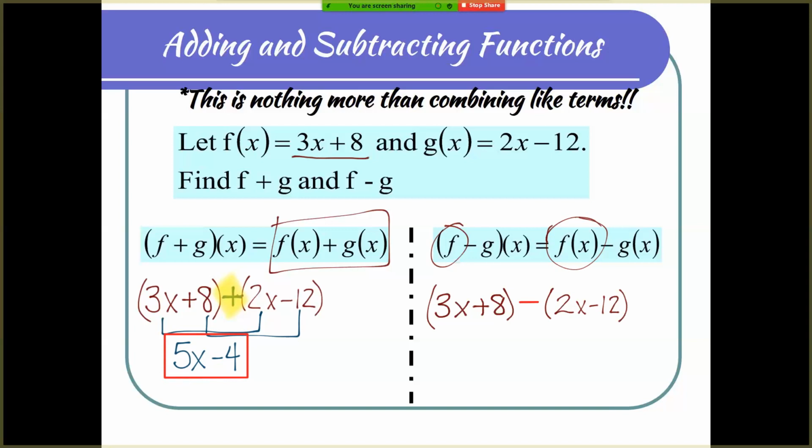The biggest mistake I've seen in the past is forgetting that you have to distribute that negative right here. So we're distributing it in, changing both the signs. Now I have a negative 2x and a positive 12, and I can add my like terms together. 3x minus 2x is 1x, or just x. And 8 plus 12 is positive 20. So f minus g of x equals x plus 20.